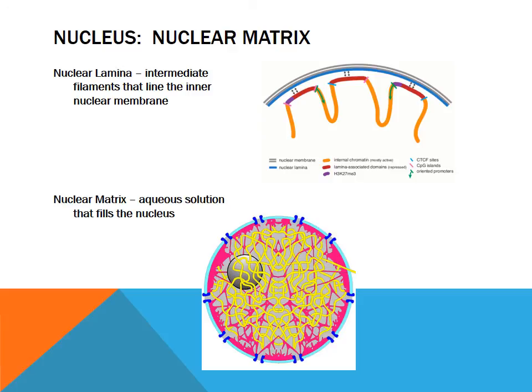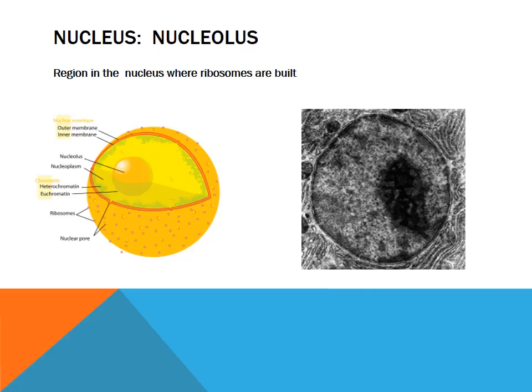Inside the nucleus, you have a slightly different aqueous solution called the nuclear matrix. And you also have the nuclear lamina. Now, the nuclear lamina is made of intermediate filaments. That's where you're going to hook your DNA. Your chromosomes aren't just floating around in there. They're literally attached to places. So you've got intermediate filaments acting again as a skeletal component, holding these chromosomes in place. Within the nucleus, you also have a nucleolus. This is a small region in the nucleus where you build ribosomes.